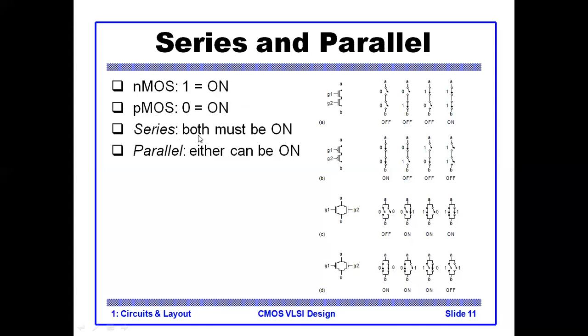Now, in series, both must be on. Only then will the path conduct, with current flowing from source to drain. And in parallel, either can be on. If any one is on in the parallel combination, we get the conduction path, right? Here, we'll understand a few of the combinations. Suppose the NMOS transistors are in series. When we apply 0 0, both transistors are in the off condition and we will not get a conduction path. So the status is off.